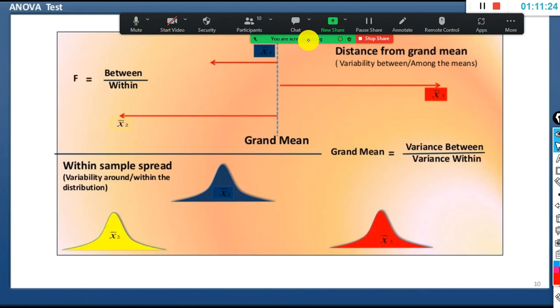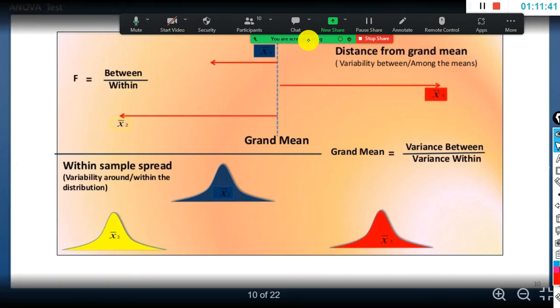Look here, the variance between and the variance within. So between divided by within, right? Within the sample, what is the variation? Between the groups, what is the variation? How far each group is away from the grand mean, that is what I call between, and within the group, how far each value is away from each group's mean. So between divided by within, very simple, isn't it?